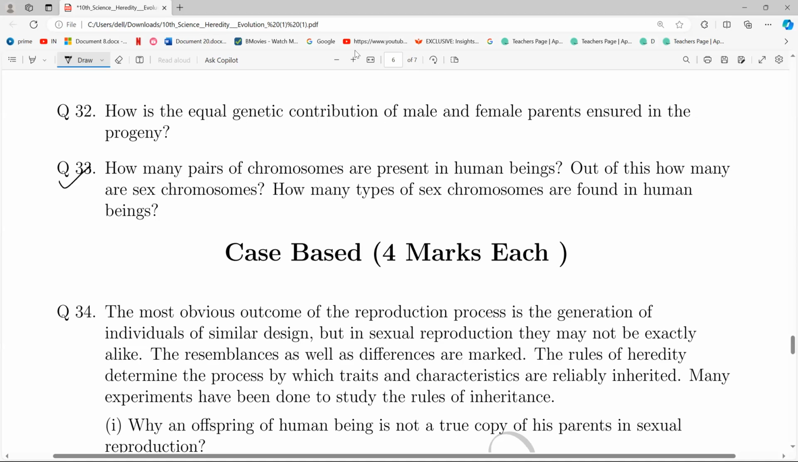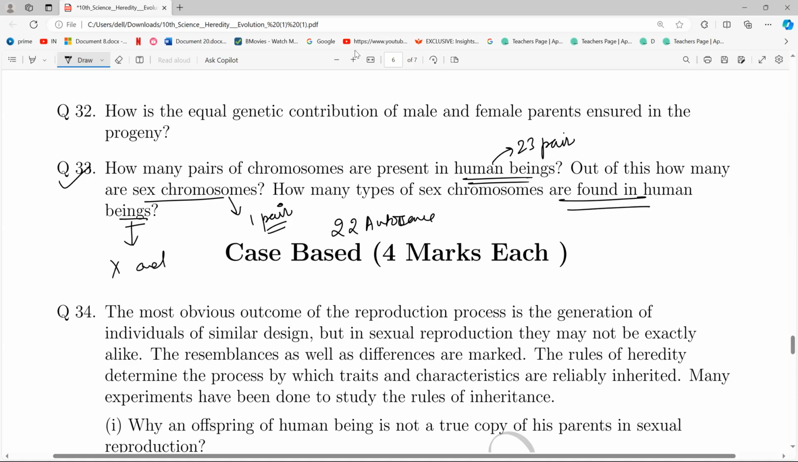How many pairs of chromosomes are present in human beings? 23 pairs. Out of these, how many are sex chromosomes? One pair. 22 pairs are autosomes. How many types of sex chromosomes are found in human beings? Two types, X and Y. So the question is, how is equal genetic contribution of male and female parent ensured in the progeny?